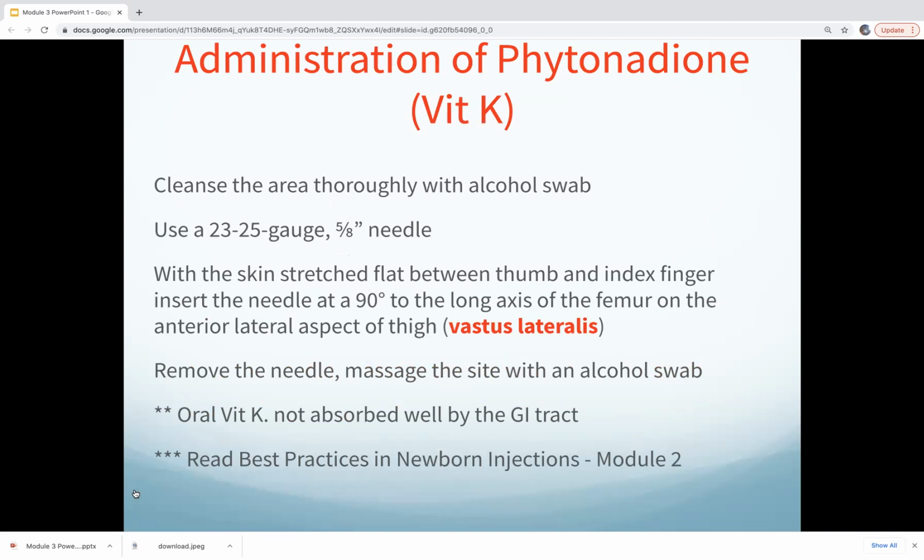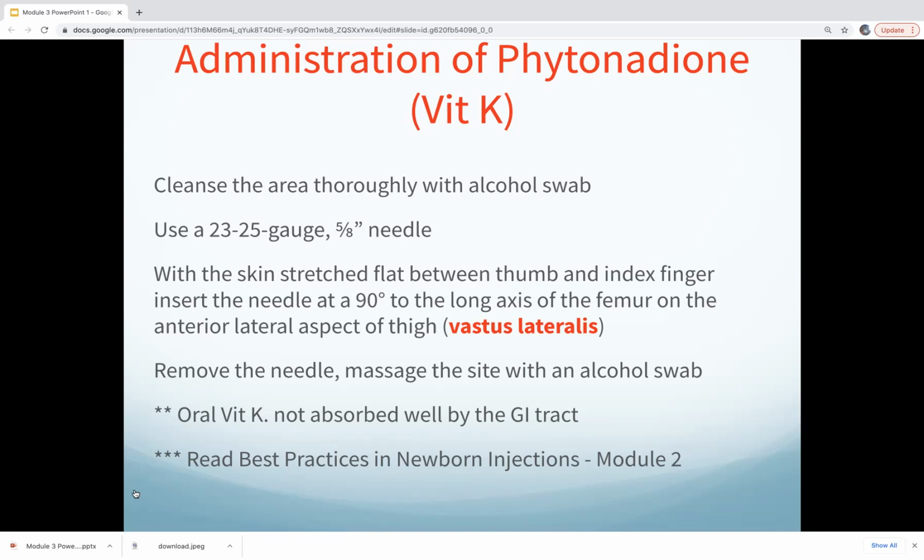So you want to clean the area thoroughly with alcohol. Use a 23 to 25 gauge 5/8 inch needle with the skin stretched flat between the thumb and index finger. You're going to insert the needle at a 90-degree angle to the long axis of the femur, so into your vastus lateralis muscle. Remove the needle. Some say massage the site, some say don't. So follow hospital policy, please.